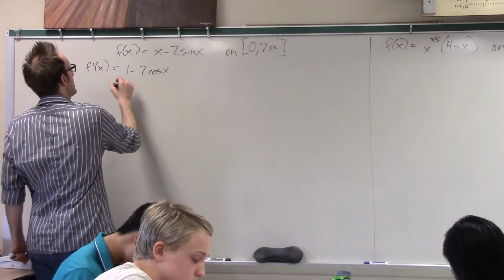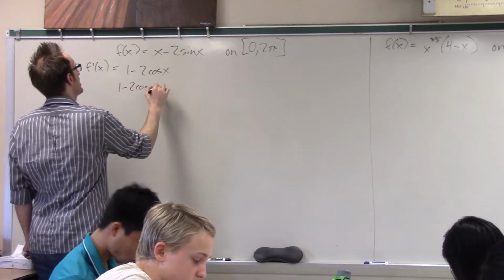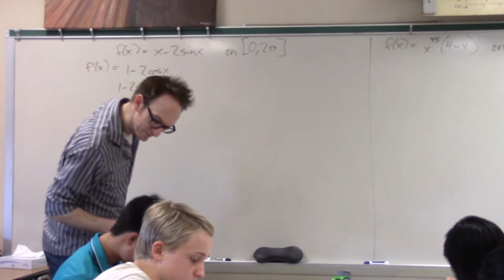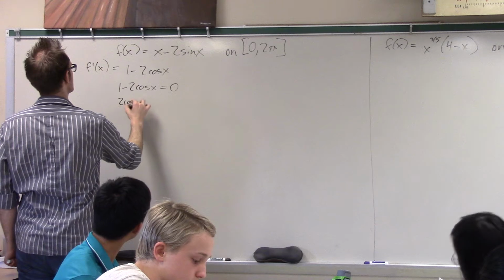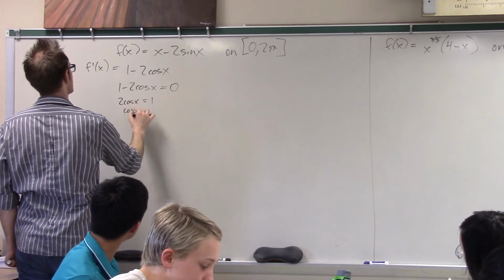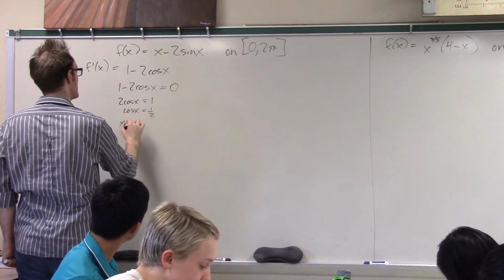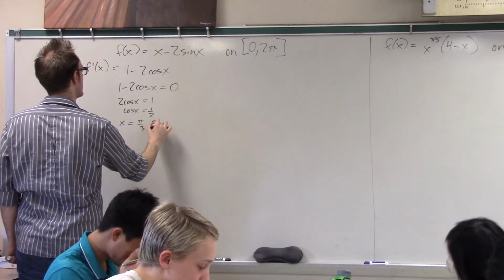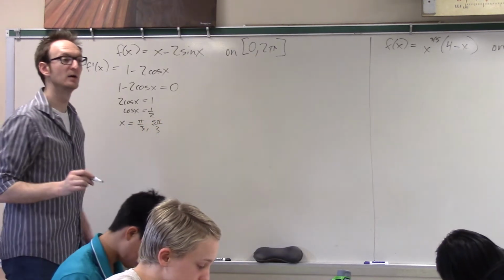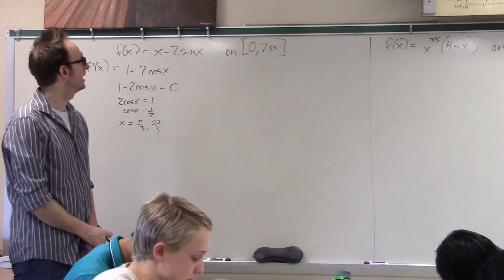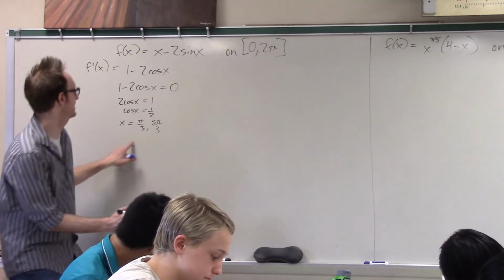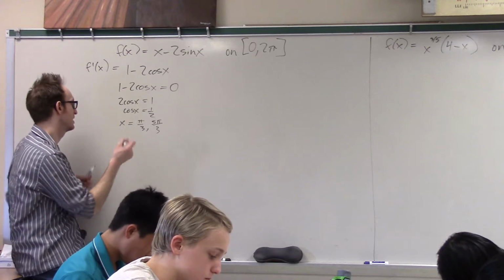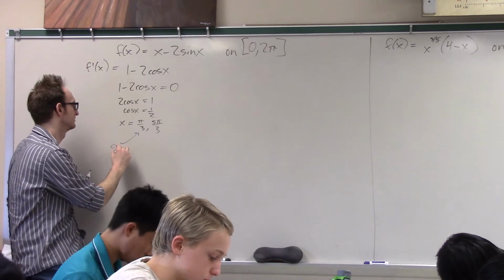So we basically want to know, all right, when is 1 minus 2 cosine x equals 0? Did you solve this yet? This is happening whenever 2 cosine x equals 1, so that's when cosine x equals 1/2. So that's at pi over 3 and 5 pi over 3. You good? Agree? Okay. What should we do next? So these are the critical values.